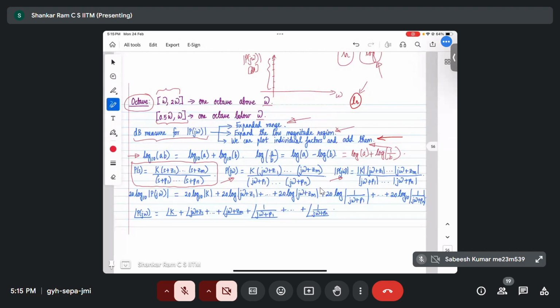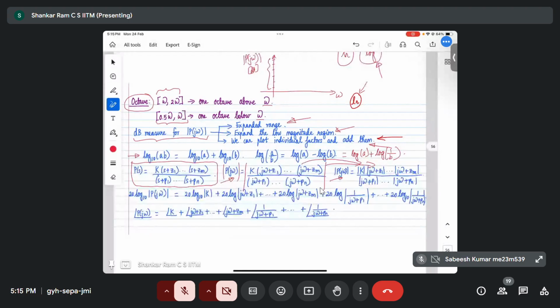This is a well-known result from complex theory that if you have a complex function which is a product of various factors, the magnitude is going to be the product of the magnitudes of the individual factors. So I hope this transition is clear. This entire magnitude is going to be the product of the magnitudes of the individual factors.